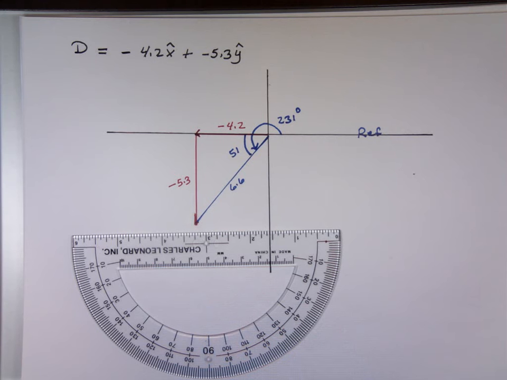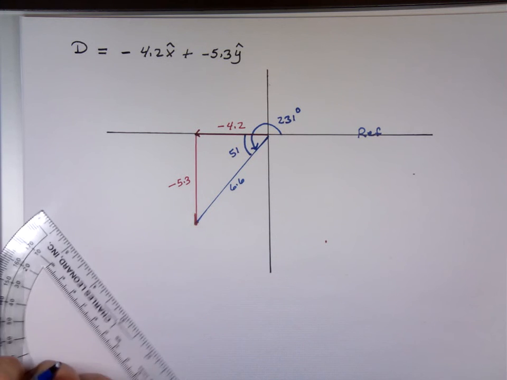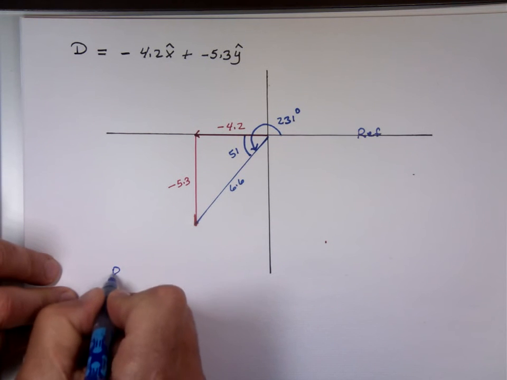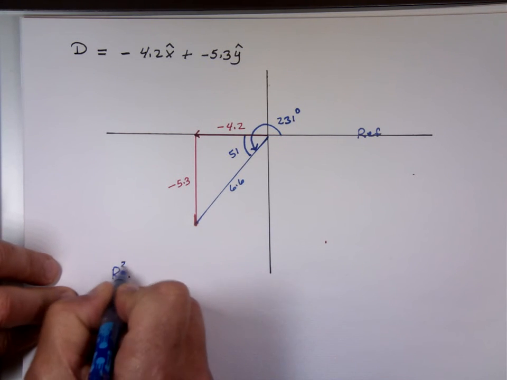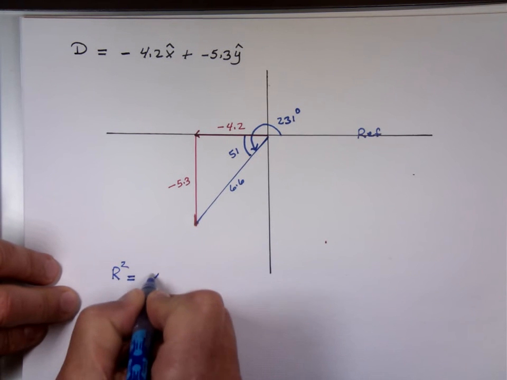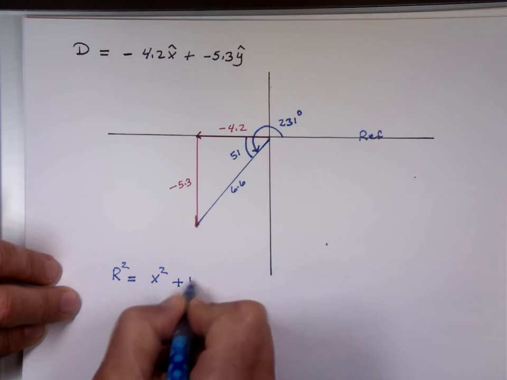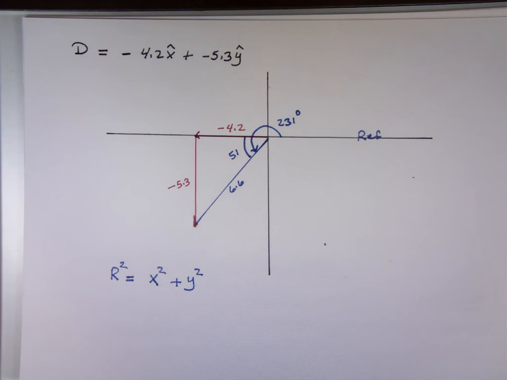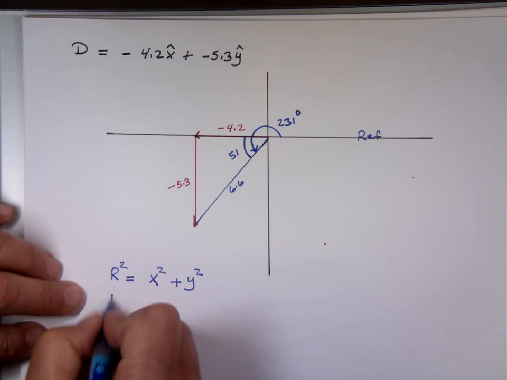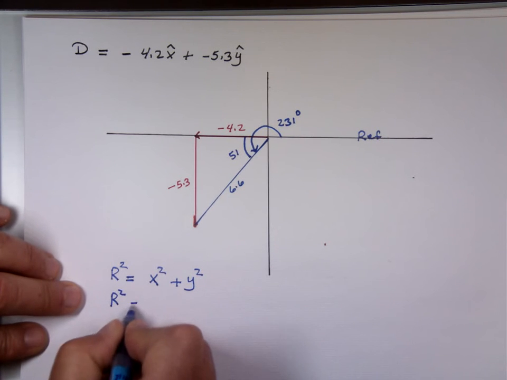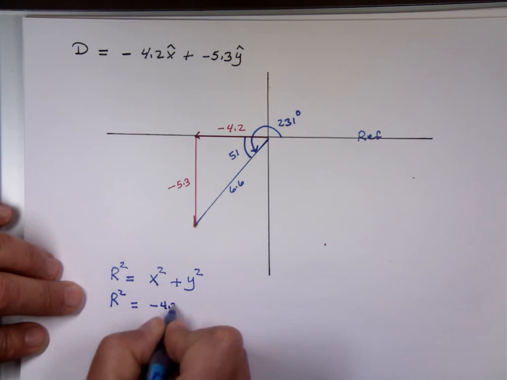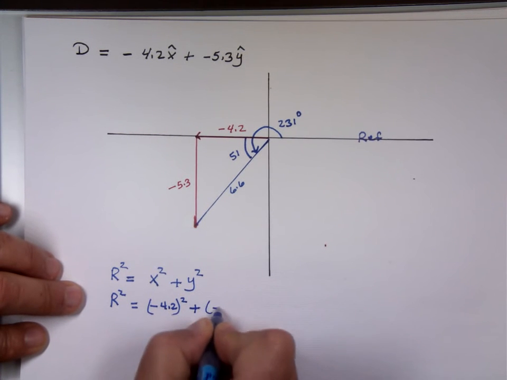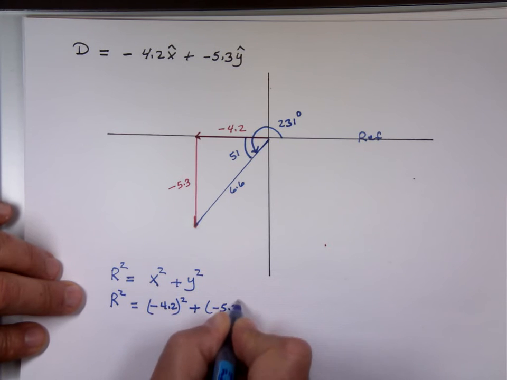Let's see what the math tells me. R should be, or r squared, equals x squared plus y squared. The x component squared plus the y component squared. Pythagorean Theorem. Negative 4.2 squared plus negative 5.3 squared. If you're going to use the negative, make sure you put them in parentheses.